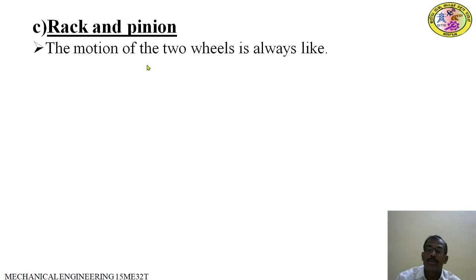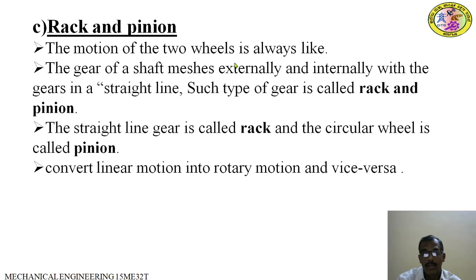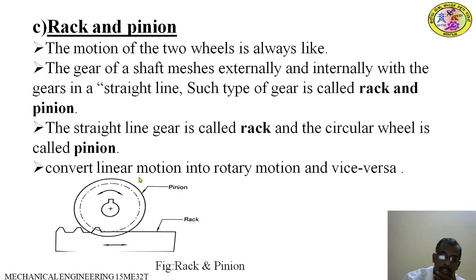Now rack and pinion. You see here, rack and pinion is there. The bottom is a rack, and the pinion is a circle. The bottom wheel is a rack. The gear of a shaft meshes externally with the gear in a straight line. Such a type of gear is called rack and pinion. The straight line gear is called a rack, and the circular wheel is called a pinion.